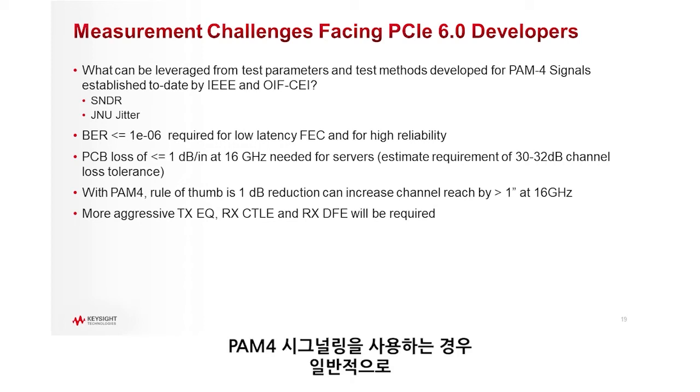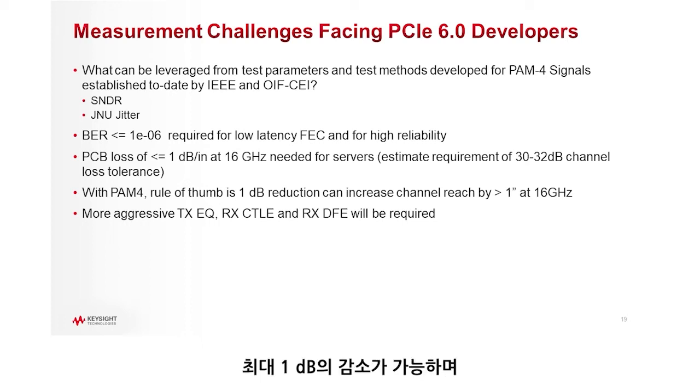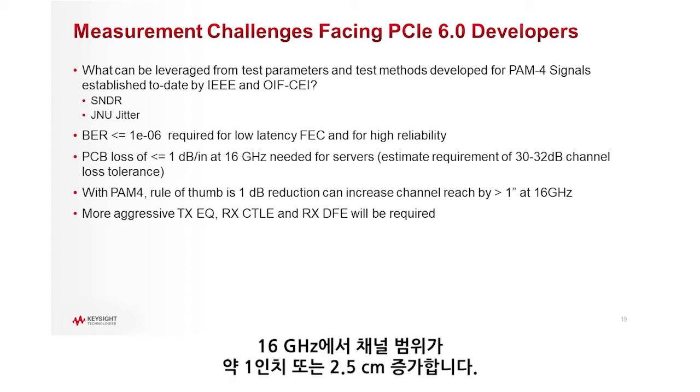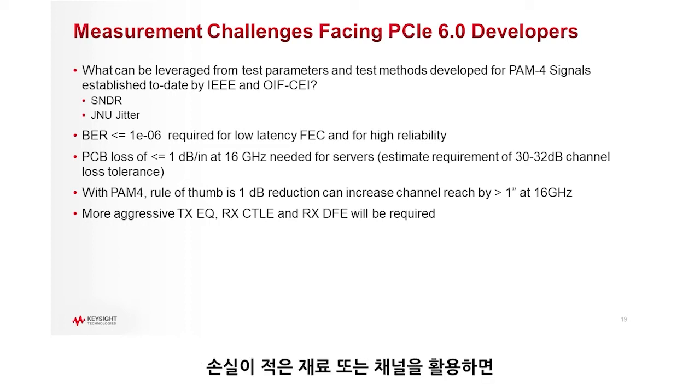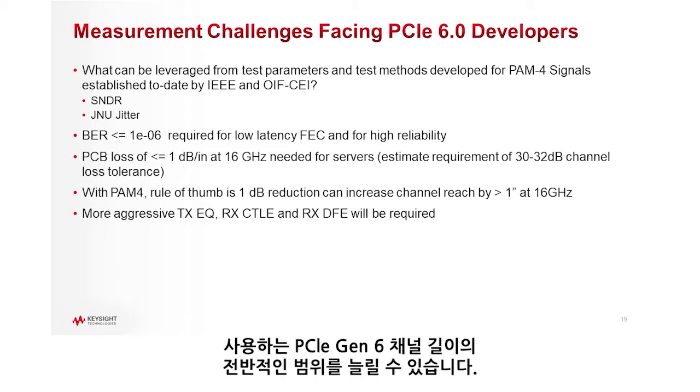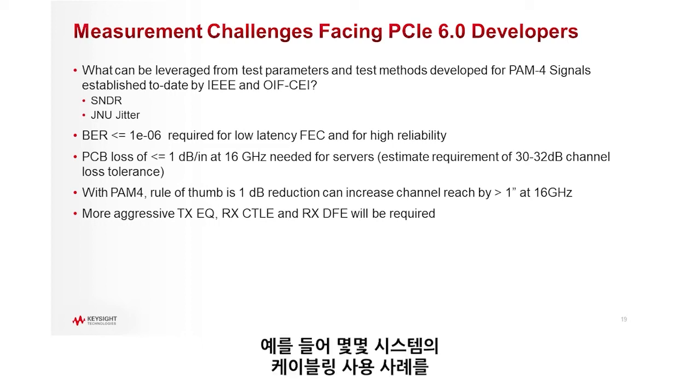Now, an overall rule of thumb when you're using PAM4 signaling is that if you experience a 1 dB reduction in loss, this can increase the channel reach by about 1 inch or 2.5 centimeters at 16 gigahertz. So if you're able to utilize a lower loss material or a lower loss channel, then you can increase the overall reach of the PCI Express Gen 6 channel length that you use.